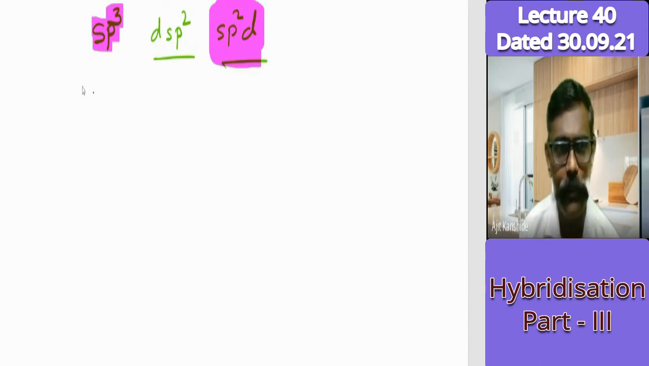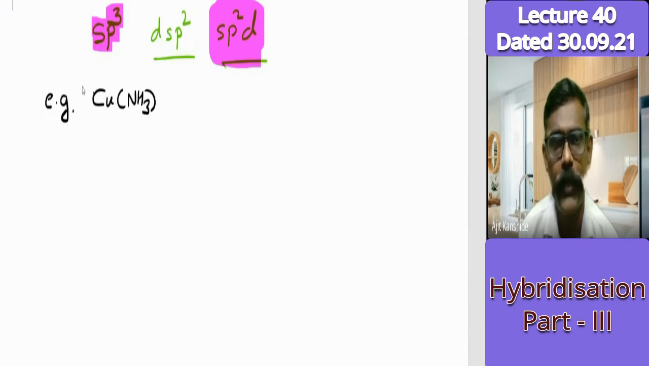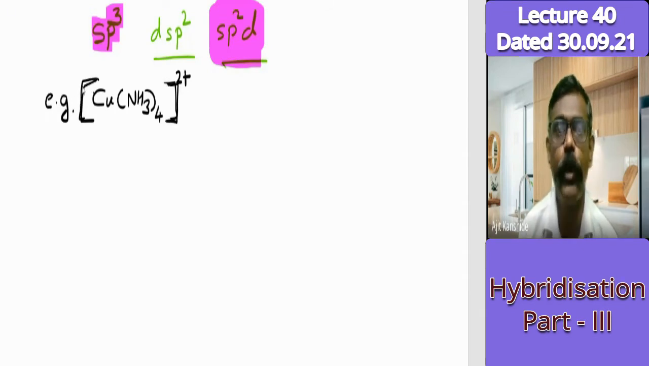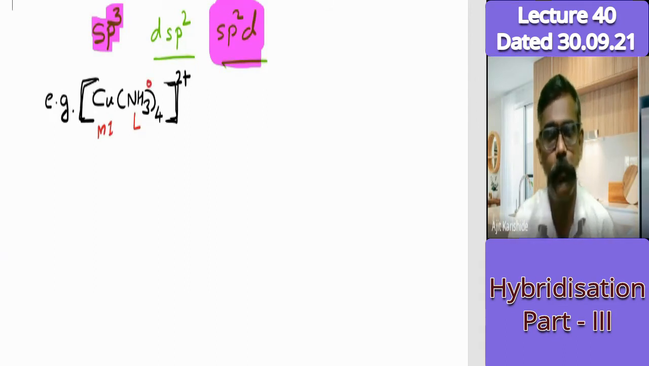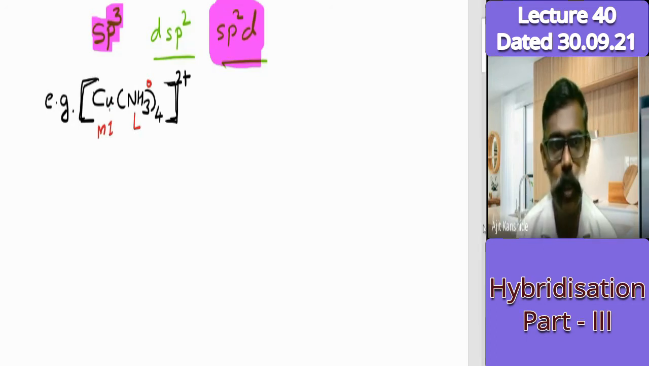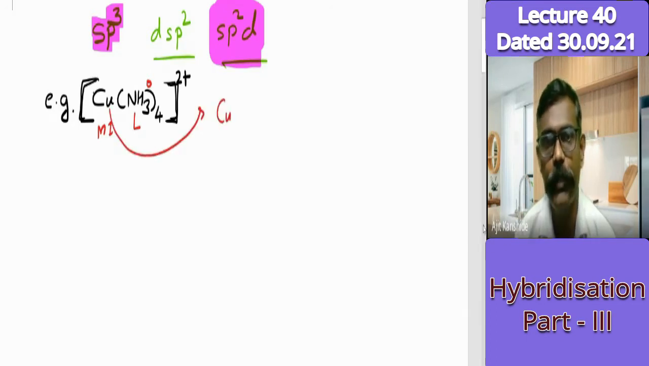The example that I want to consider is a copper complex with coordination number 4. Here coordination chemistry is used. The square bracket indicates there is coordinate bond formation. Here ammonia is a ligand and copper is the metal ion. Ammonia carries no charge, so copper will carry a +2 charge. The charge on this copper here is +2.